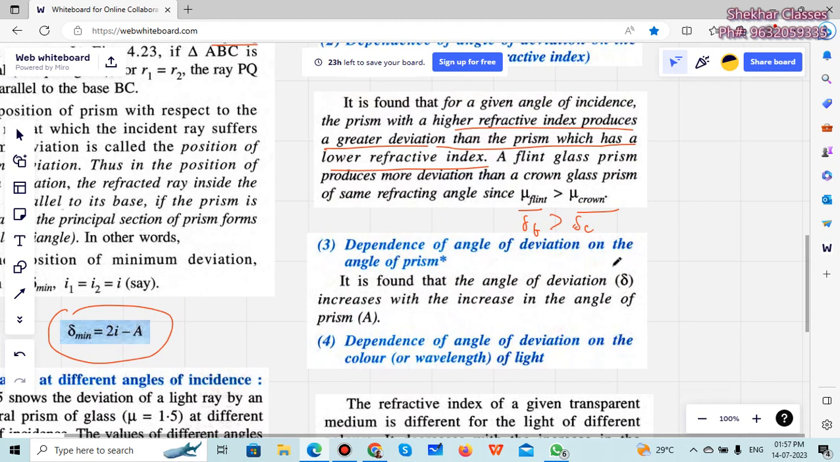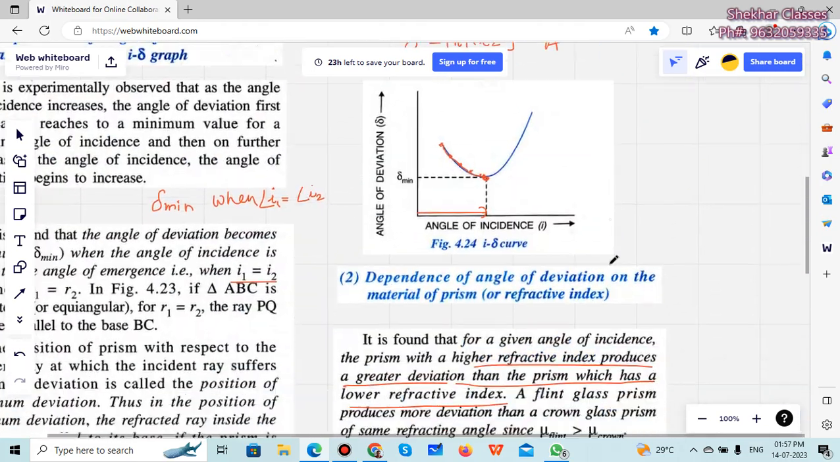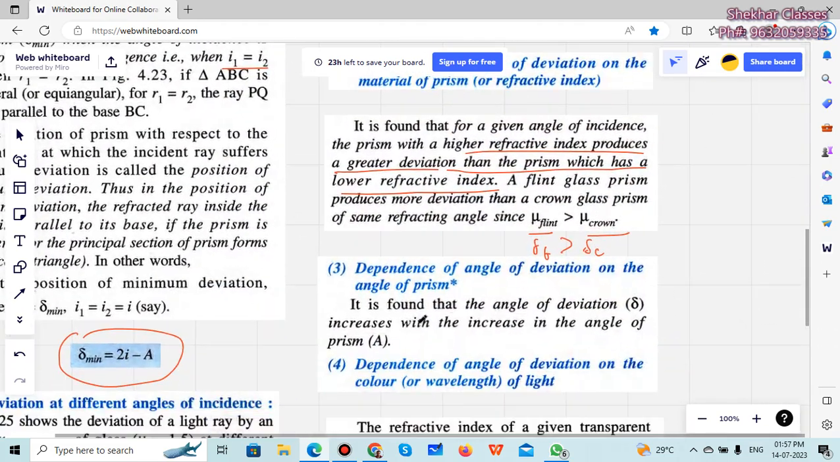Dependence of angle of deviation on the angle of prism. Logically, if the angle of prism is more, then the deviation will be less, because you are subtracting that part from it. If it is less, the deviation will be more. But the book says it is found that the angle of deviation increases with the increase in the angle of prism. I don't know how they are saying that.